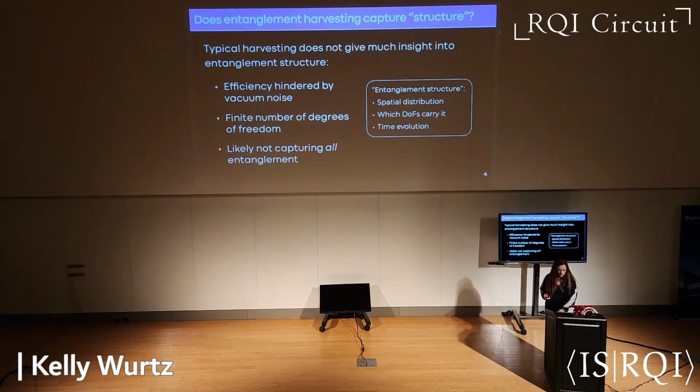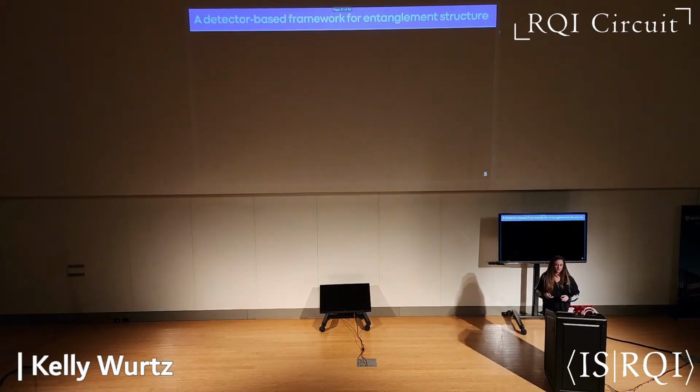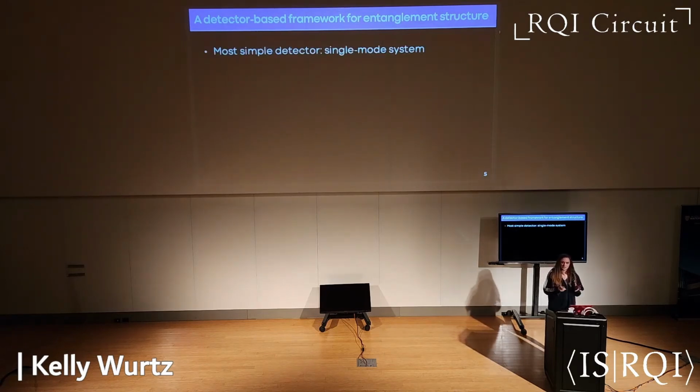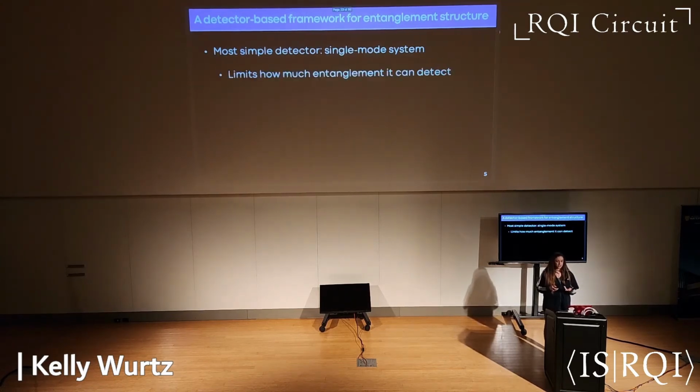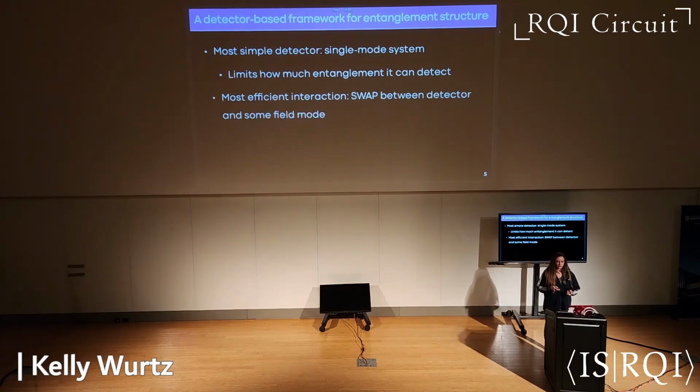And so we'd like to figure out how to use detectors to faithfully capture the entanglement structure of a quantum field. And to figure out how to do this, we can be motivated by the fact that one detector is only a single mode system, or we can define it to be. And this limits the amount of entanglement that it can pick up through any interaction with the field. But through this, we can recognize that the most efficient interaction that we can do is perform a perfect swap interaction with a field mode of our choice. This will fully transfer some field mode of our choosing into the detector and the detector state into the field.